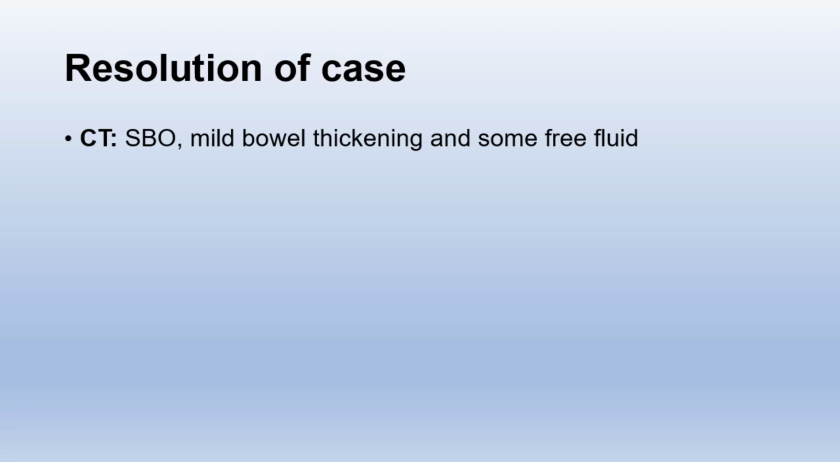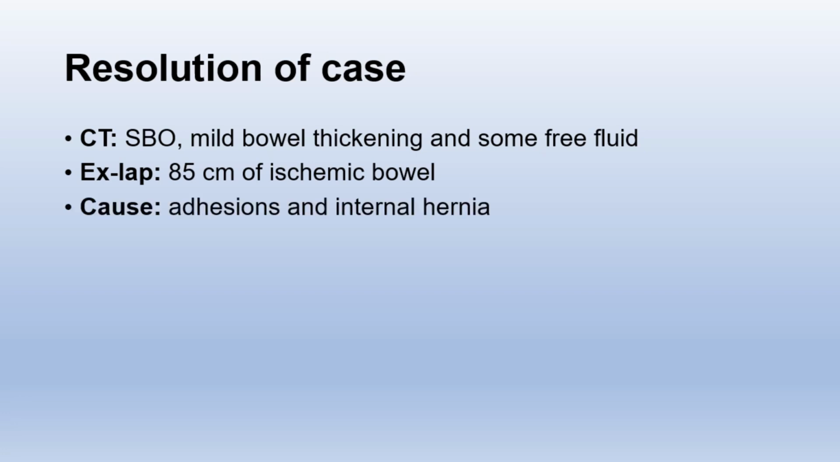All right, so the resolution of this case. CT was performed, and it was read as an SBO with some mild bowel thickening and some free fluid. It was kind of read as a low-grade obstruction. However, the surgeons were not fooled by this. Given the patient's clinical exam, they took the patient to the OR and found ischemic bowel and resected 85 centimeters of that bowel. The cause was found to be adhesions and internal hernia. So scorecard, POCUS might have done a little better job than CT at prognosticating this patient's true condition.